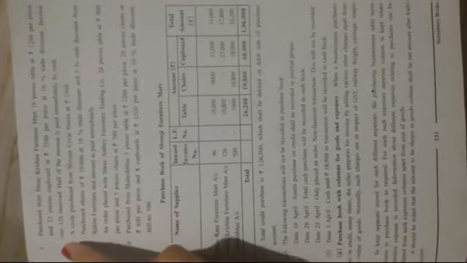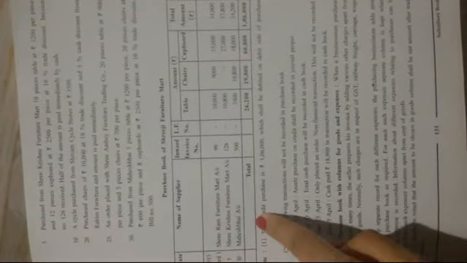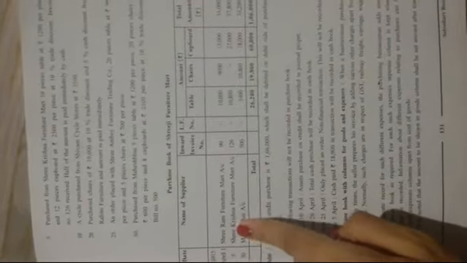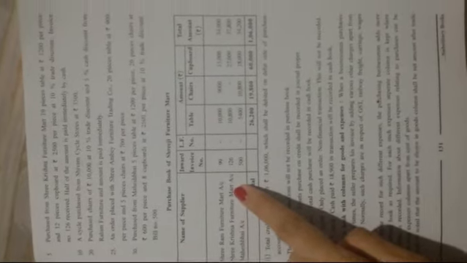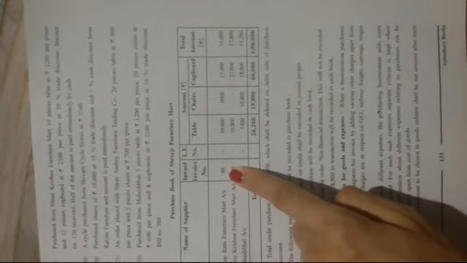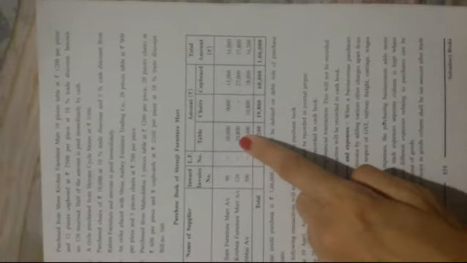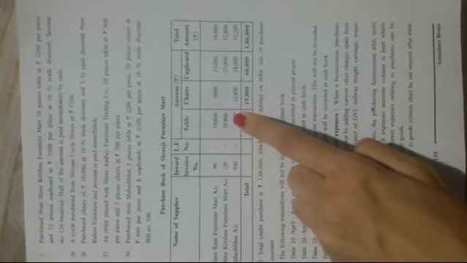So first of all this entry would be passed because only half of the amount was paid in cash. First of all you have to write the name of the supplier, that is Shri Krishna Furniture Mart. Invoice number is also given, that is 126. Now 10 pieces of table were purchased at rupees 1200. So if you multiply 10 into 1200 you will get 12,000.